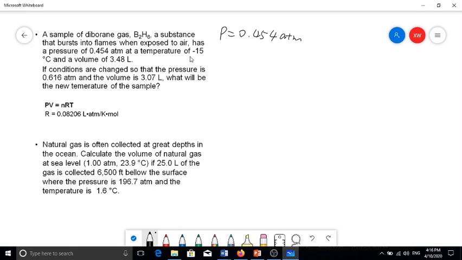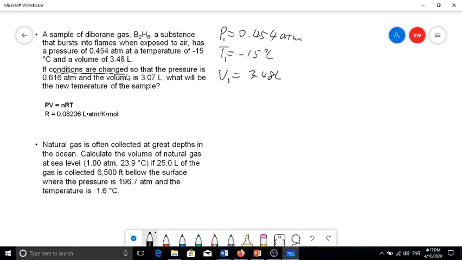That's a pressure at a temperature of -15, so the temperature is -15. This clearly tells you this is the pressure at this temperature, so you can give them the same subscript label, 1. And the volume is 3.48. These are the parameters under the same condition: P1, V1, T1.